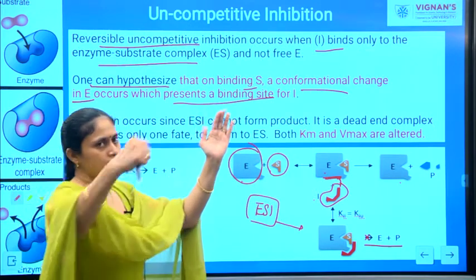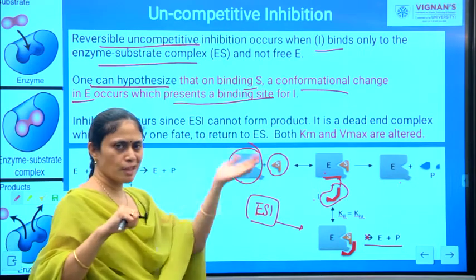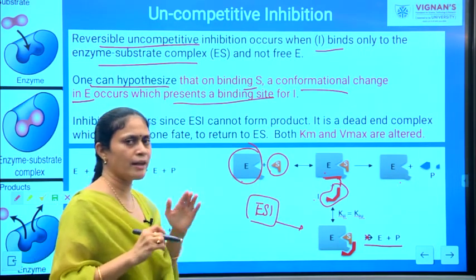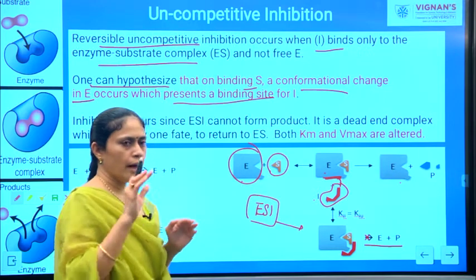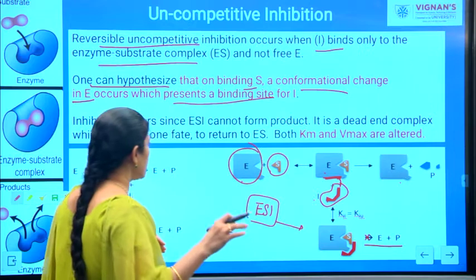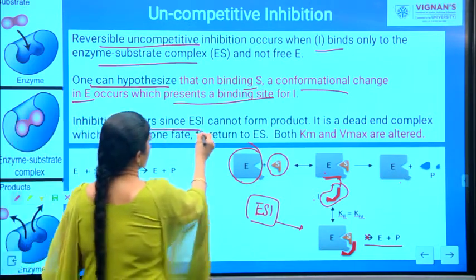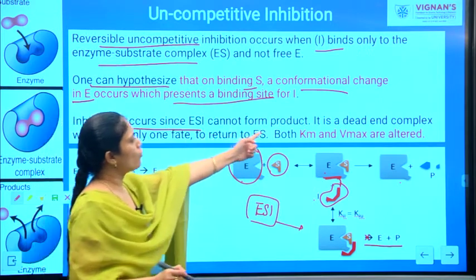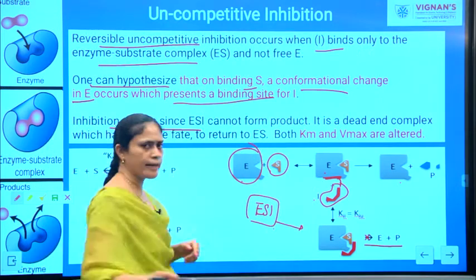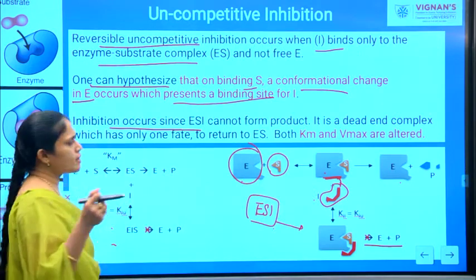So once your substrate is going and binding to the enzyme, there will be some conformational changes taking place in your enzyme, and now your enzyme is exposing another site for the inhibitor to bind. That I am calling the allosteric site. So inhibition occurs since ESI cannot form product. I have told you that ESI is a dead end complex and we are not going to get any sort of product.